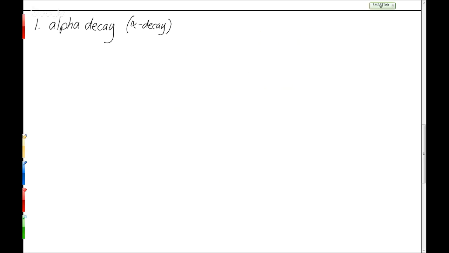So an alpha decay process is when a nucleus loses an alpha particle. And an alpha particle is a particle that has 2 protons and 2 neutrons.